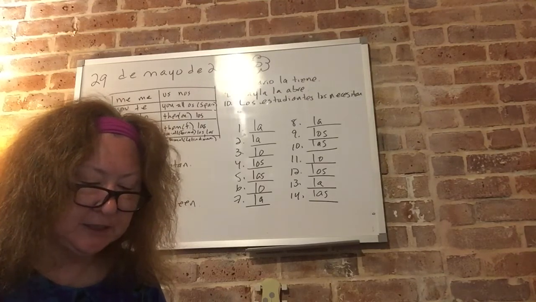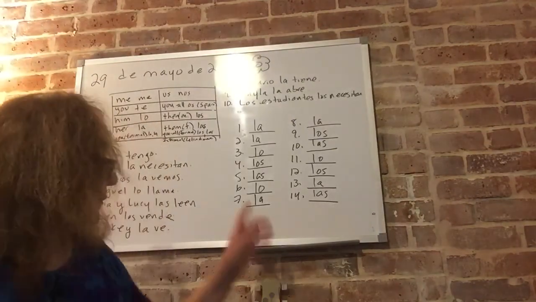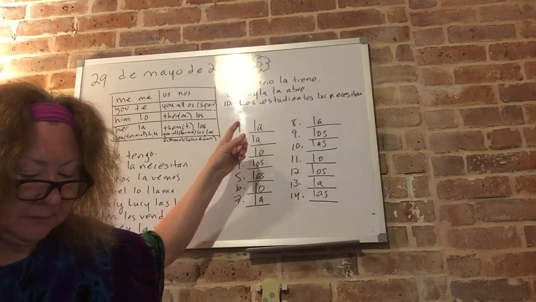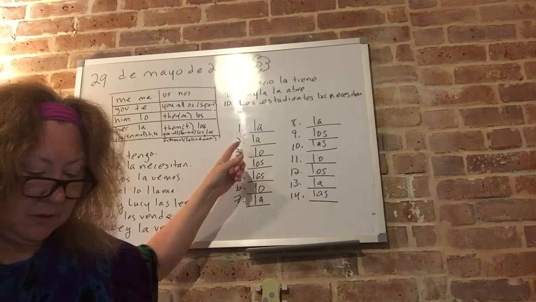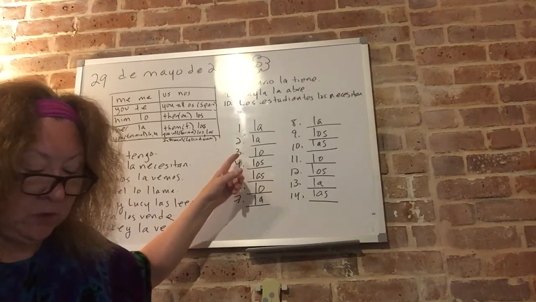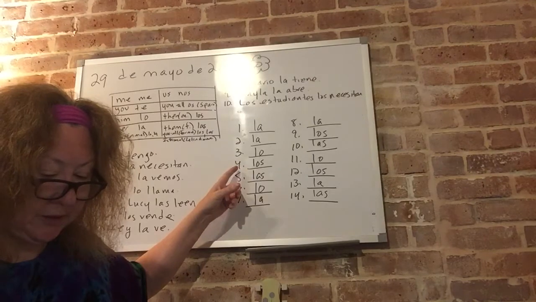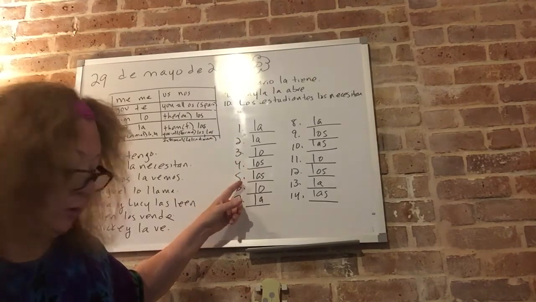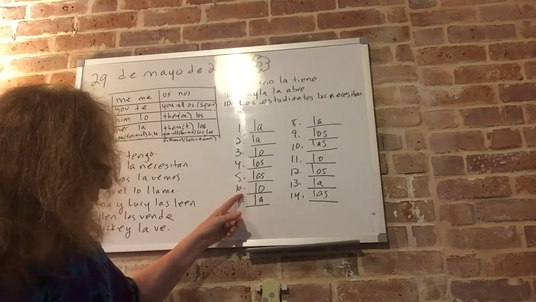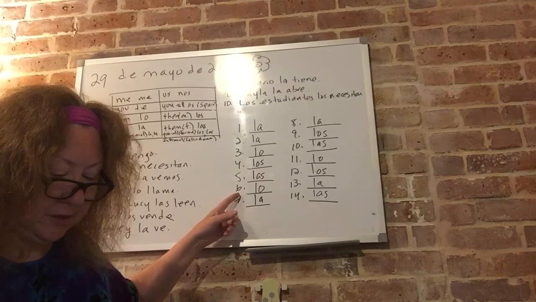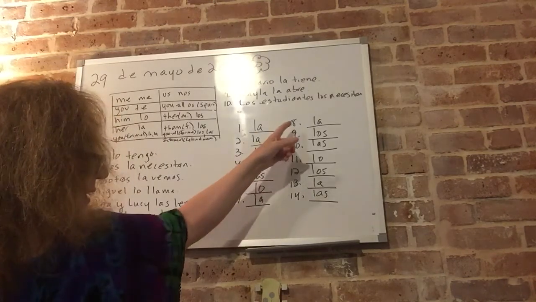Okay, so part 2. Write the correct direct object pronouns for each of the following classroom objects and people. So una pared becomes la. Margarita becomes la. Un reloj becomes lo. Los mapas becomes los. Las mochilas becomes las. El marcador becomes lo. La revista becomes la. La mesa becomes la.